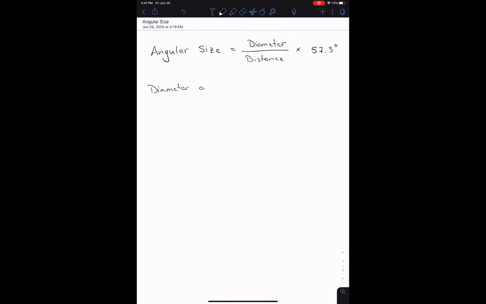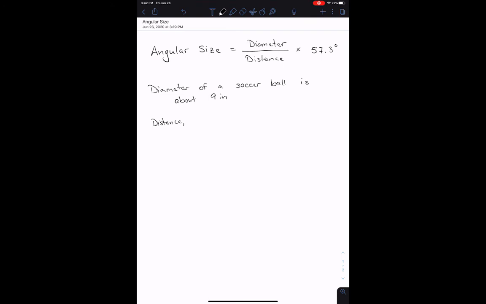Let's take a look at an example that involves a soccer ball. The diameter of a normal soccer ball is about 9 inches. So let's imagine that we want to figure out the angular size of a soccer ball when it's at two different locations.